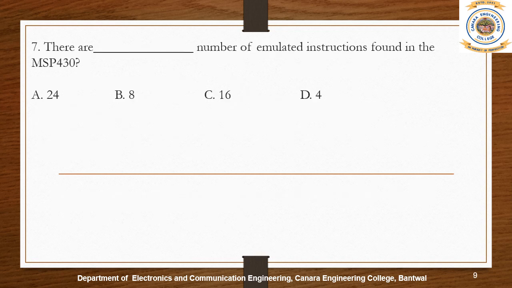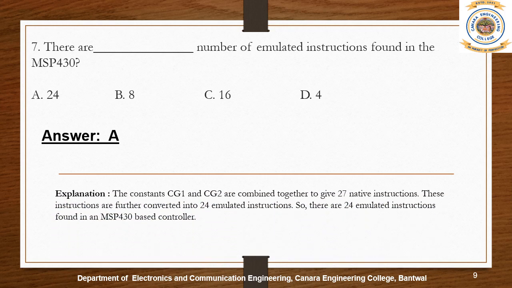In case of MSP430, we have constant generator 1 and constant generator 2 registers. These are combined together to give 27 native instructions and 24 emulated instructions. These emulated instructions, whenever used in a program, send a particular constant value to the processor for a particular computation.